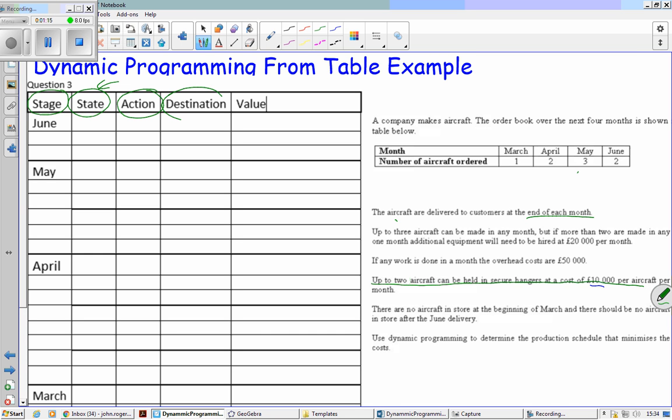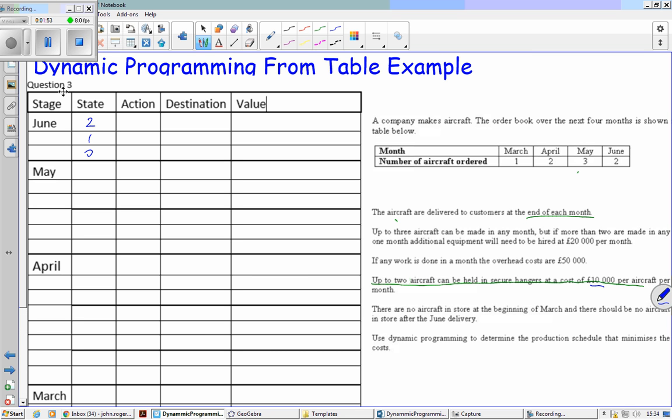Okay. Destination is the number that would be held at the end of the month in storage. So we've got this at the beginning being state, and at the end being destination. And the value is obviously what the cost is that corresponds to that state. So let's just look at this. We're told that a maximum of 2 can be held in storage. So we've got 2, 1 or 0.